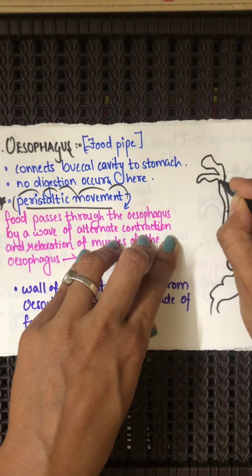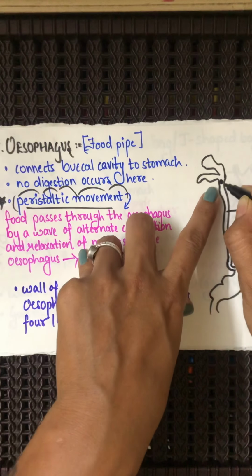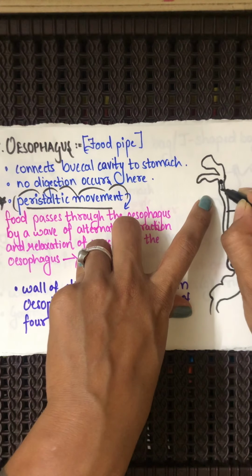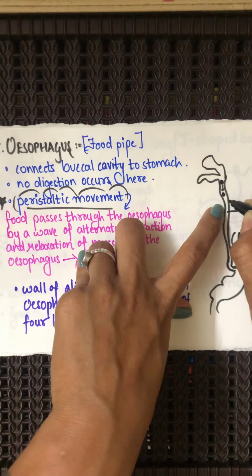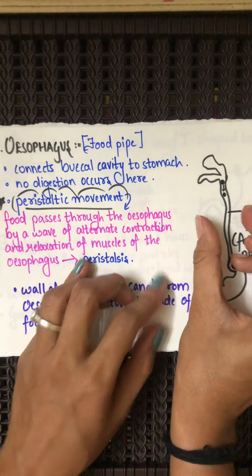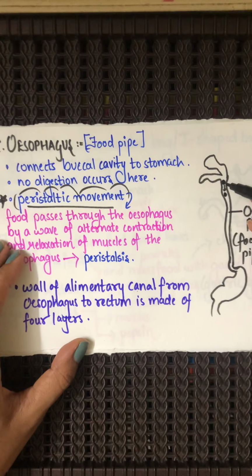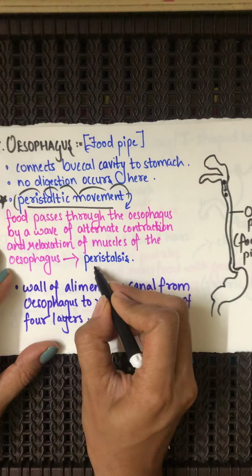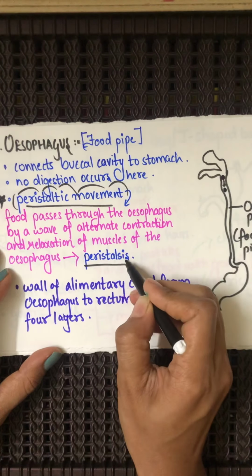Suppose the food, that is the bolus, is present over here. So what will happen? The part over here will contract, this will relax, and therefore the bolus will move downwards. Now this will contract and the further part will relax. So continuous contraction and relaxation of this pipe will help in the movement of the food from the mouth till the stomach. Do you understand this? And that is termed peristalsis. It is termed peristaltic movement, or peristalsis.